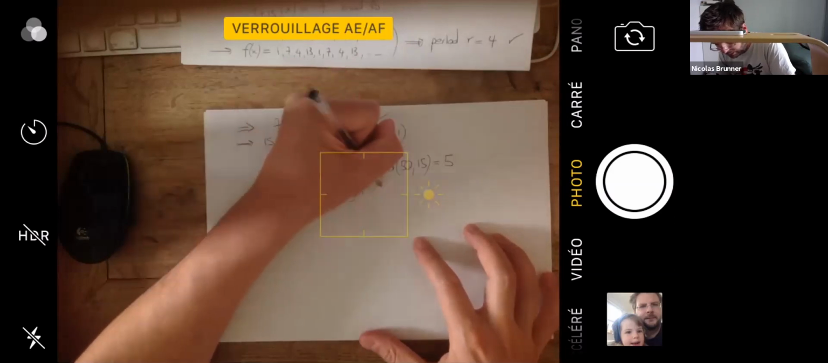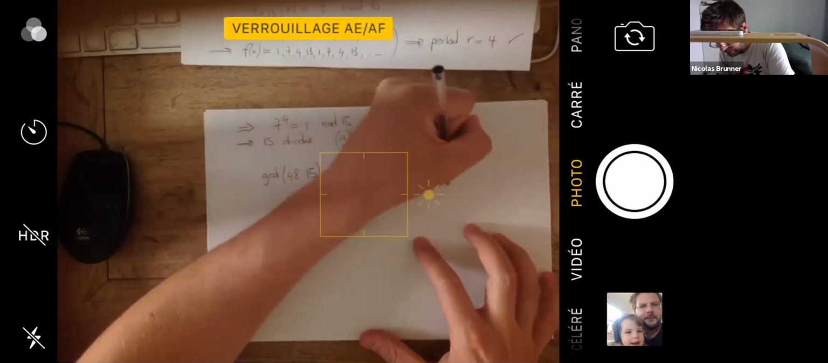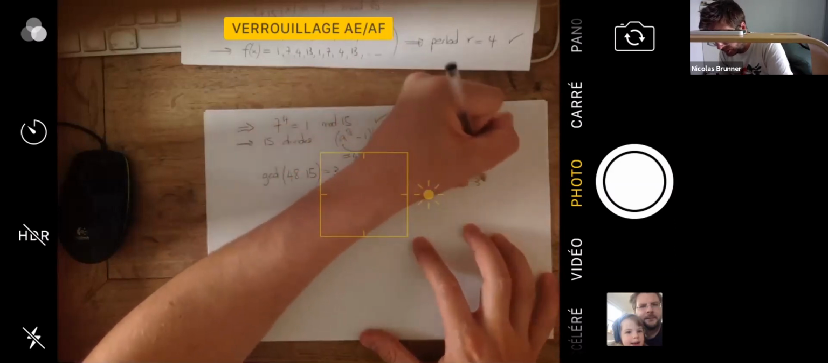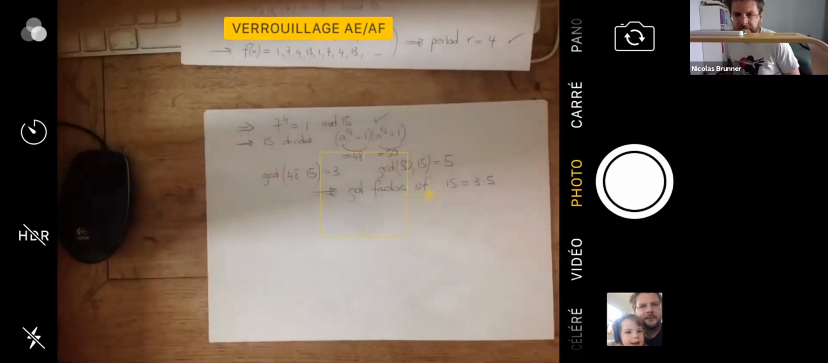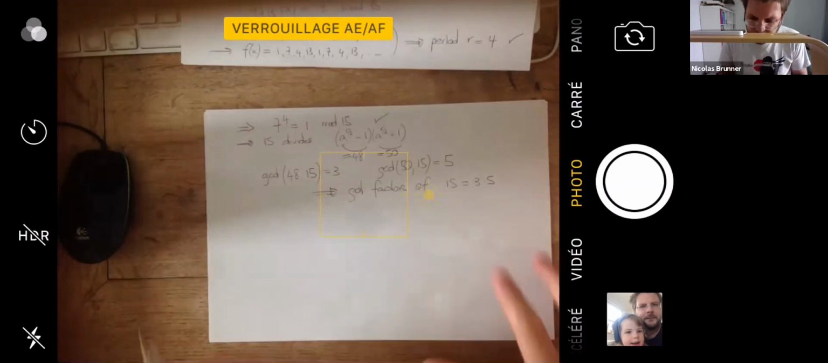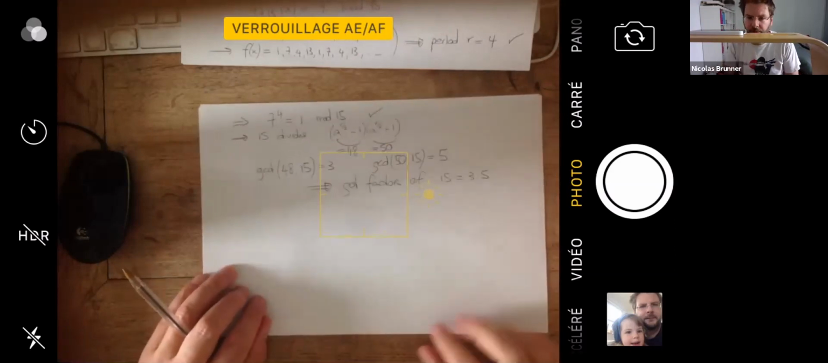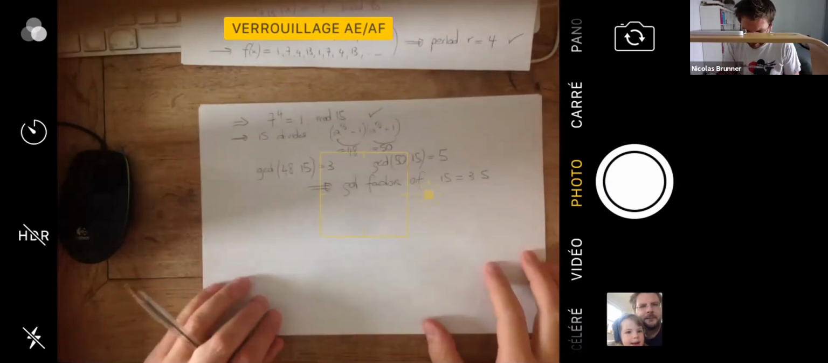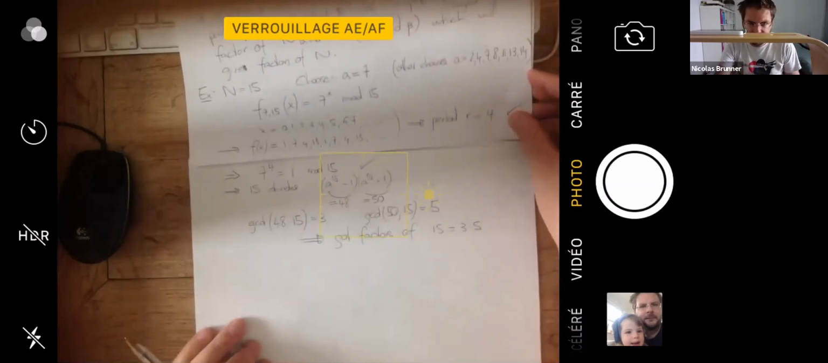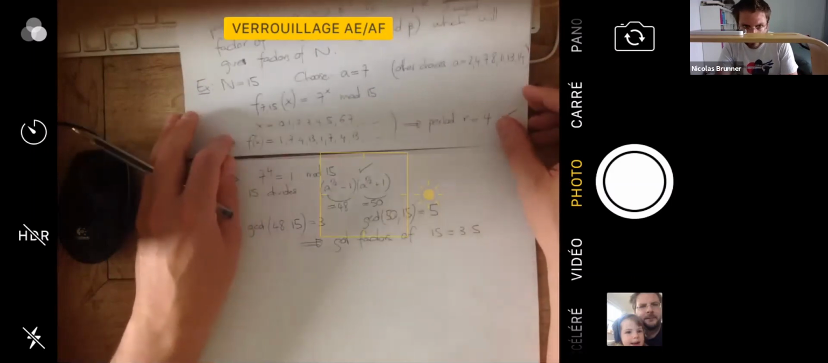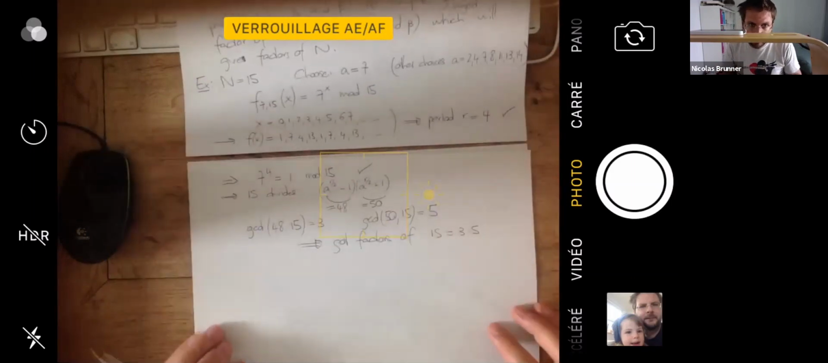So we got the factors of 15, which very surprisingly turn out to be 3 and 5. Okay, so here you see somehow the entire machinery of this thing. So you see, of course, here it's something very simple. I can do it on pen and paper.